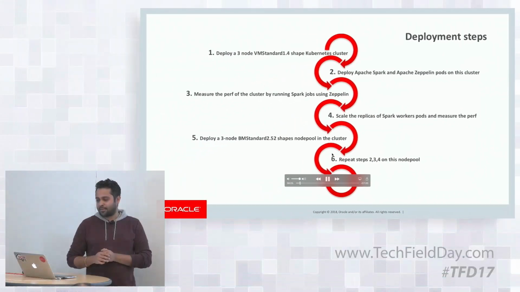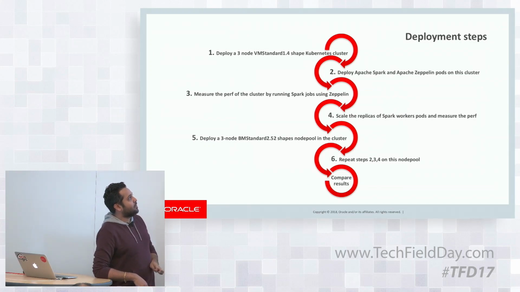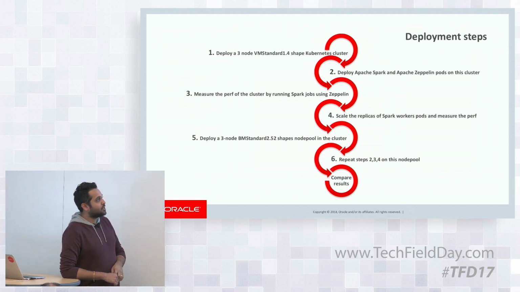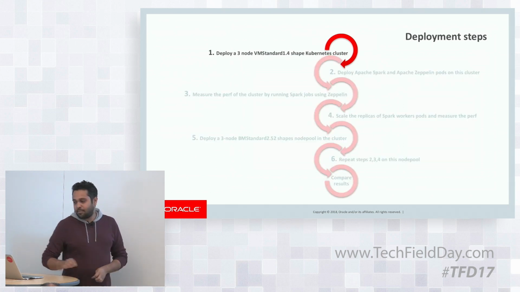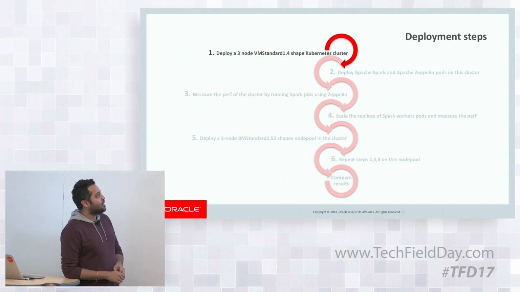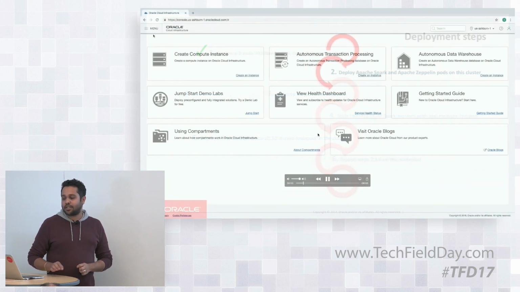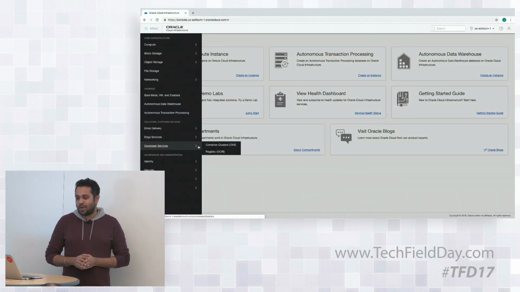All right, so the deployment steps at a very high level: we're going to deploy the 3-node VM standard 1.4 shape, which has 4 cores, and then deploy Apache Spark and Zeppelin pods on this cluster. We're going to run the performance tests by running some Spark jobs, and then scale it out to multiple replicas, increasing to more pods, and measure the performance. Then we're going to deploy the VM standard 2.52 shape across the Nodepool and repeat the same steps, deploy Spark, and again measure the performance, and then compare the results and draw some inferences out of it.